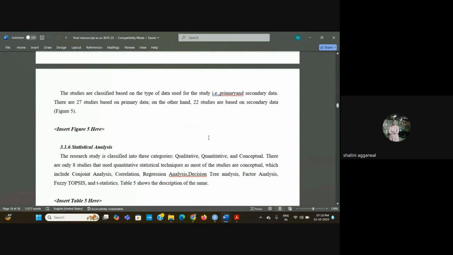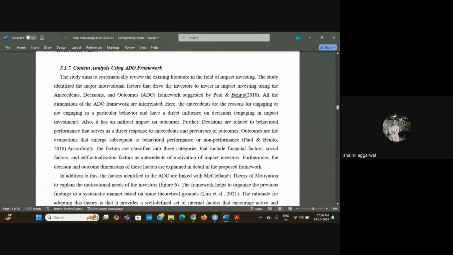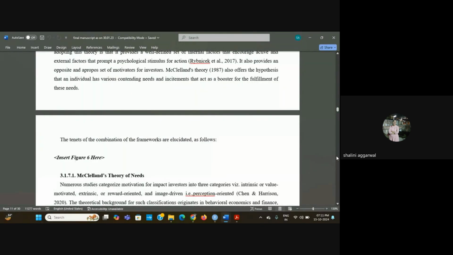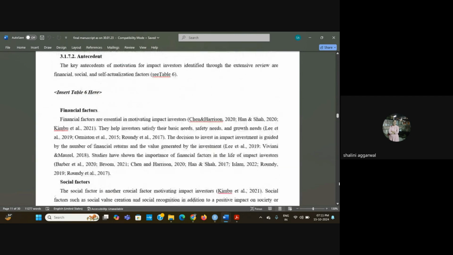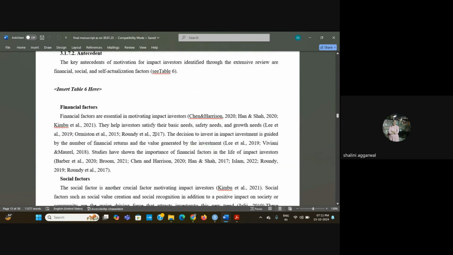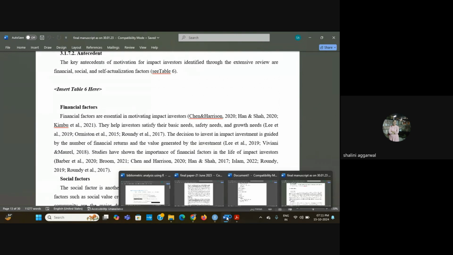What I have done here, look at this: content analysis using the ADO framework. This is where I started with the ADO model, how we write it. I explained it with the help of a theory, McClelland's theory of need. I wrote about that first. Then I started with the different antecedents. Just look at this.